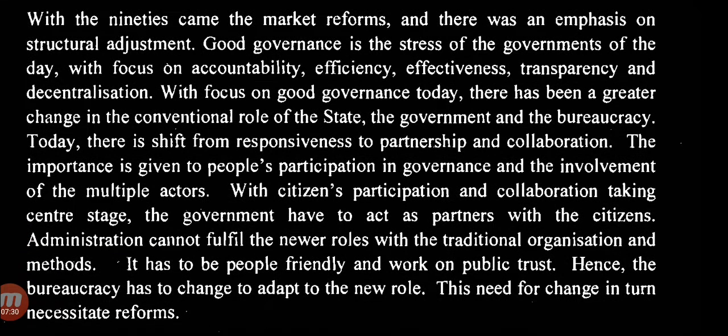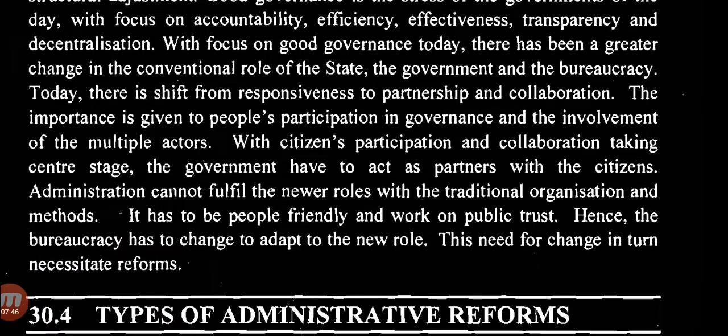Administration cannot fulfill the newer roles with the traditional organization and methods. It has to be people friendly and work on public trust. Hence, the bureaucracy has to change to adapt to the new role. This need for change in turn necessitates reforms.